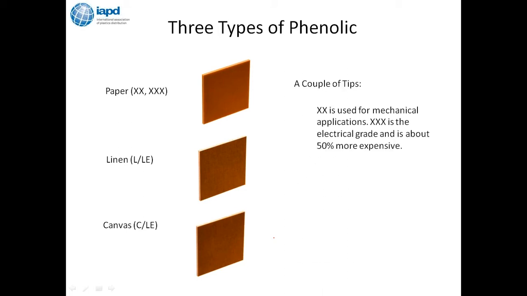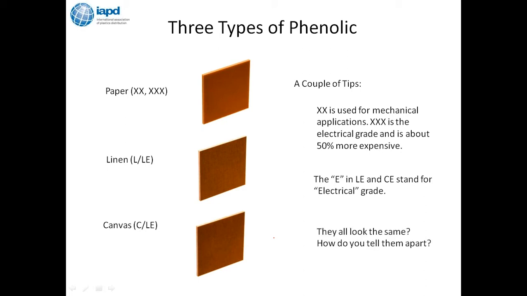The XX is a mechanical application for paper. The XXX is your electrical grade, and that's typically seen in the cost as well. XXX is about 50% more than paper, although paper overall is your least expensive material in the laminate family. The E, which you see on the left-hand side for both linen and canvas, stands for electrical grade. If you just see the C or the L by themselves, that means it's the mechanical grade.